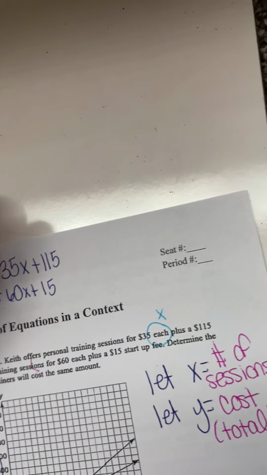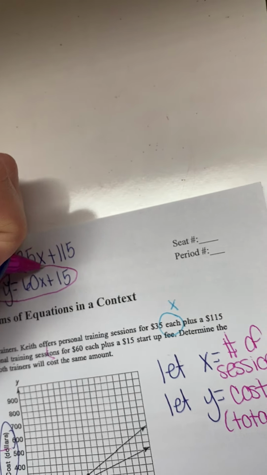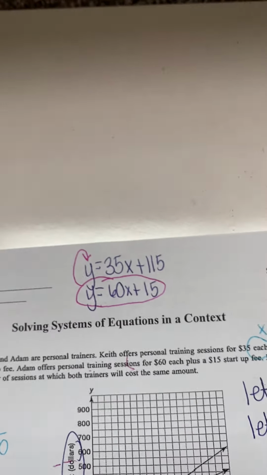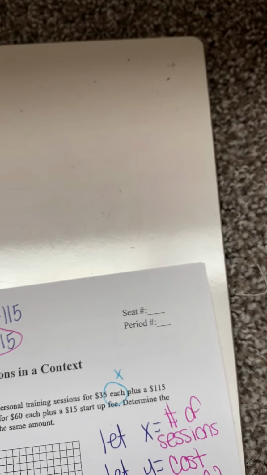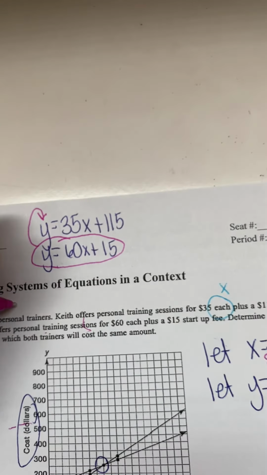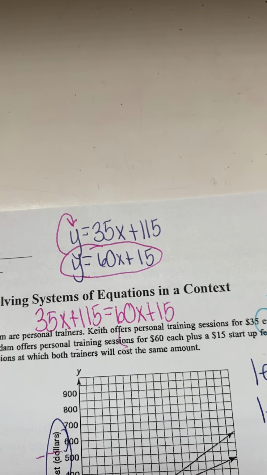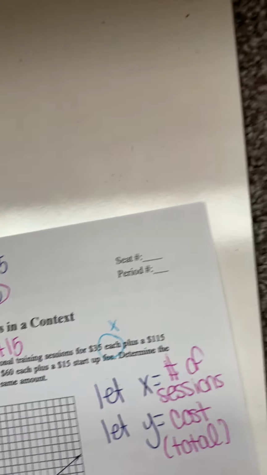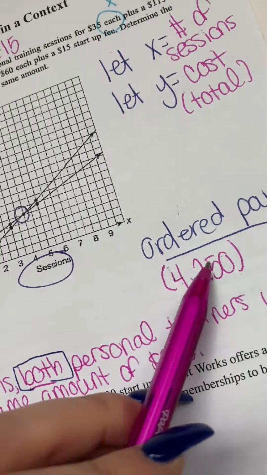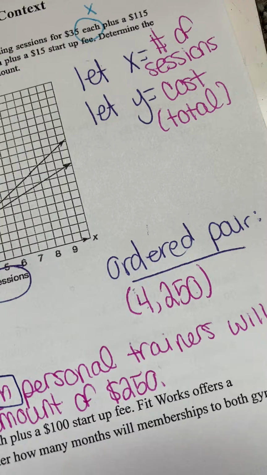Okay, so I'm hoping that you all were thinking substitution. So we would circle that, plug it in for y. Okay, substitute it in for y. And then we would have something that looks like this: 35x plus 115 equals 60x plus 15. And then you would solve just like a normal system of equations. All right. And you should get either the same ordered pair or something very similar.